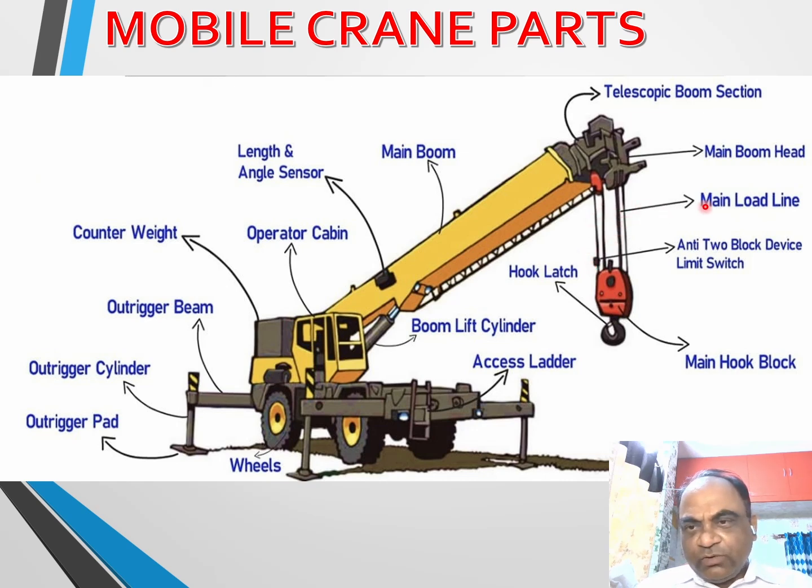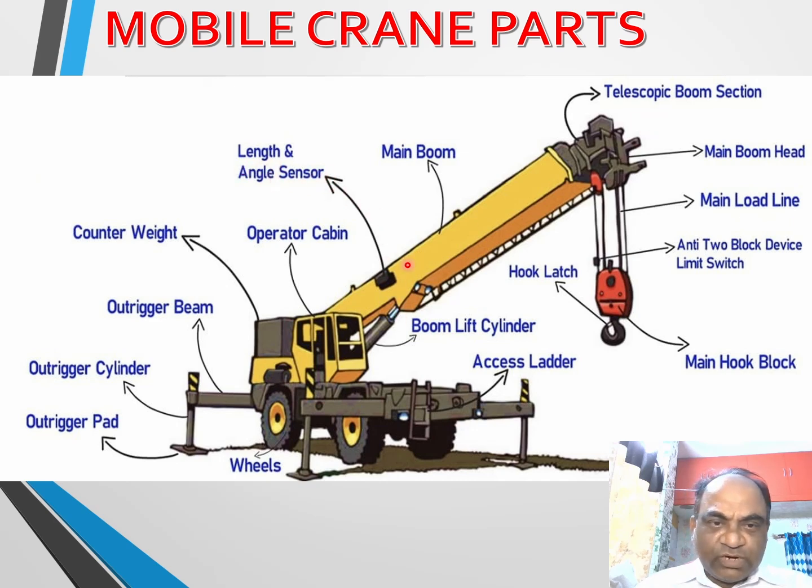So this is the main load line. Line is also the name of the rope. The rope is also called line basically. So this is the main line and main boom head. This is the main boom head and the telescopic boom section. So this is the main boom, and length and angle sensor is mounted on the main boom, and this keeps on calculating the angle with the horizontal because angle plays a vital role in load lifting.